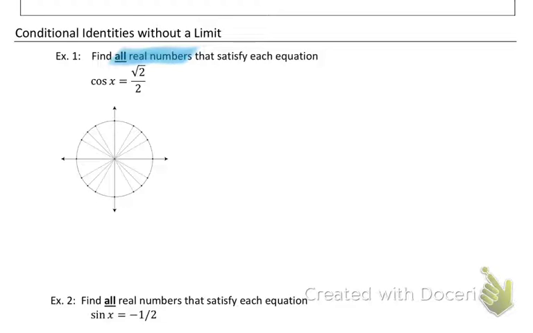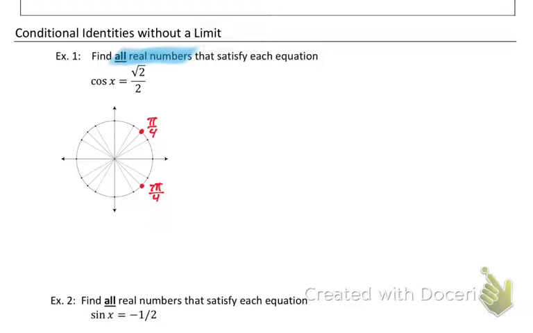Can someone give me an angle where cosine equals a positive square root of 2 over 2? Yeah, go ahead. Pi over 4. Perfect. So at pi over 4, that can be one of our solutions. 7 pi over 4, which would be right here. Why did no one tell me like 5 pi over 4? Okay, so I just look at the places where it's positive because they asked for it as positive.